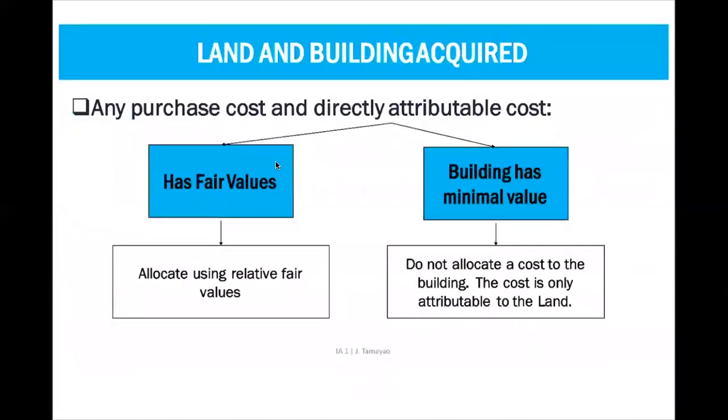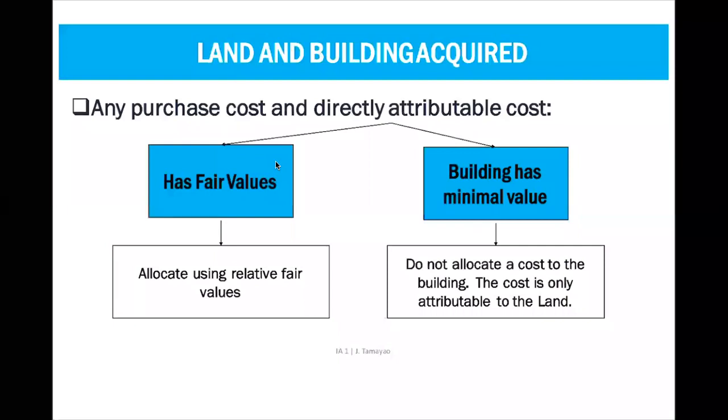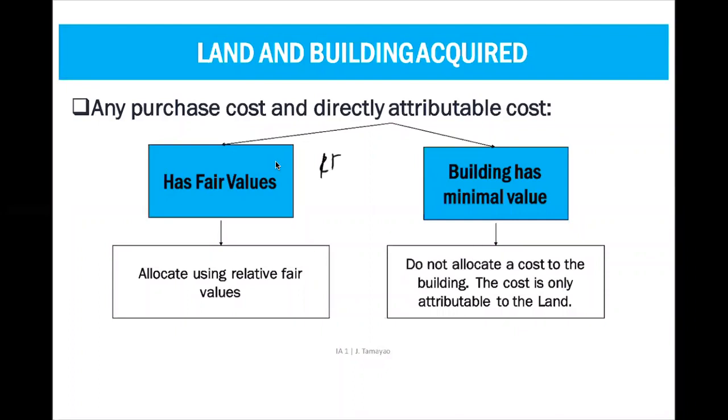Okay, so this one I already told you, land and building acquired. If that land and building is acquired in a lump sum price, how do we account for it? Before, we said if both fair values are known, use relative fair value. But if only one fair value is known, what do we use? We have the residual approach. But take note, we have an exemption to this allocation. What is the exception here?